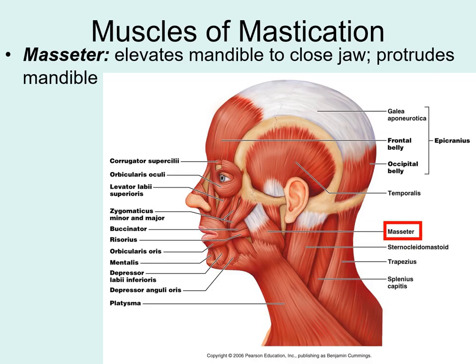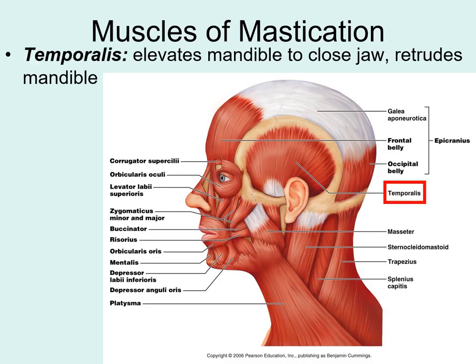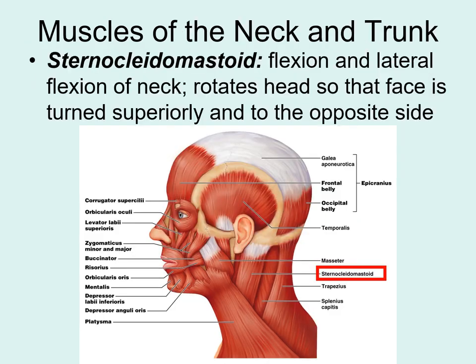The masseter is going to help elevate that mandible to close the jaw. It also helps to protrude the mandible. The temporalis elevates the mandible to close the jaw as well and pulls it back. Sternocleidomastoid. This muscle is involved with flexion and the lateral flexion of the neck. It's going to help rotate the head so you can turn that face upward into the opposite side.